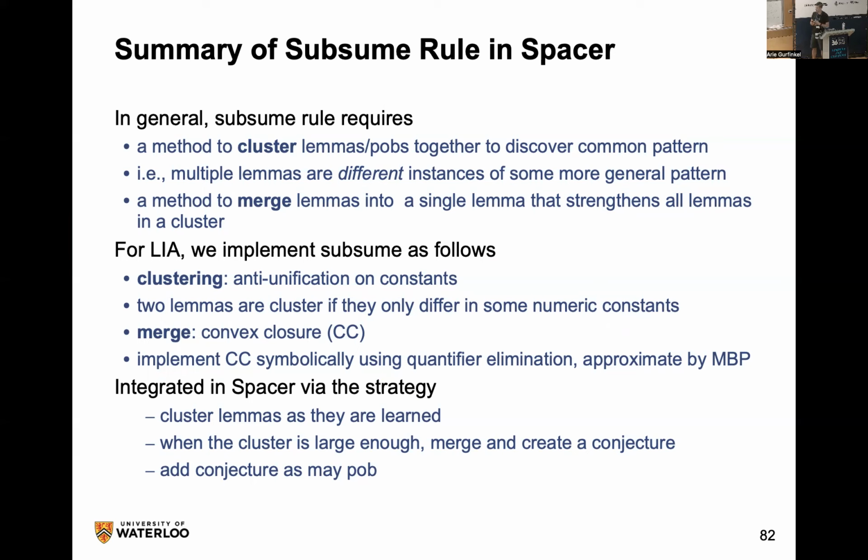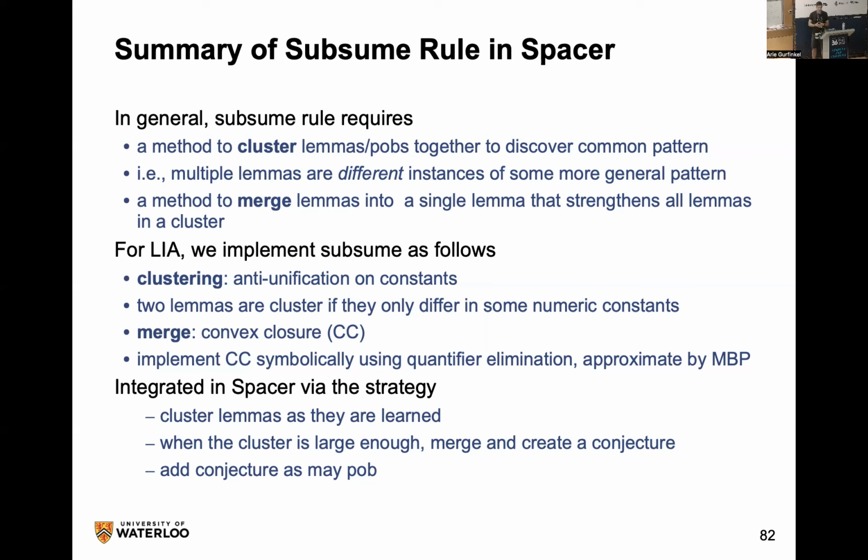And then it's important that once you have a cluster, you have a way to act on it. So you have a cluster where, for example, if you take a convex closure, then you're going to get a good candidate, as opposed to, for example, a cluster where if you take a convex closure, you get the whole space, and then this is not that interesting, and maybe there's some other action you need to do. For arithmetic, as I said, clustering is anti-unification, merging is convex closure.